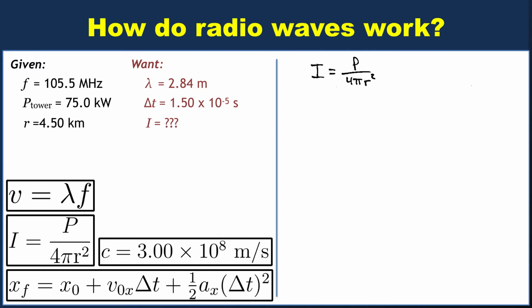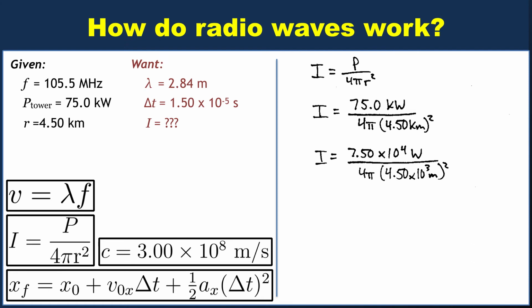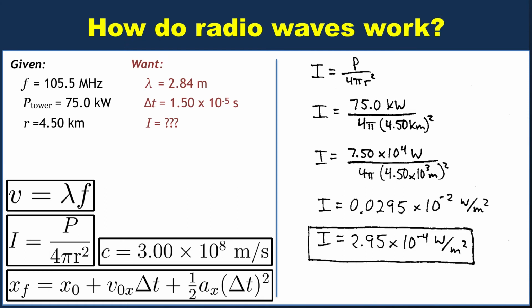Alright, so knowing that, we can insert the value for the total power of the tower, namely 75 kilowatts. We can insert r equals 4.5 kilometers. We need to be careful with our units, convert kilometers to meters, and then do all of the math to see that the intensity comes out to be 2.95 times 10 to the minus 4 watts per square meter. The units for intensity are watts per square meter. So what does this number tell us?